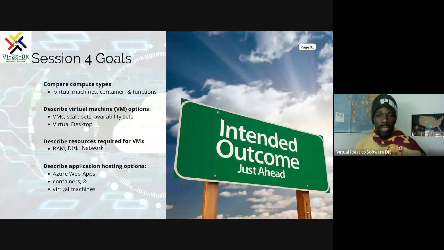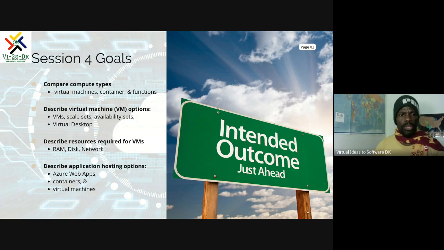But as usual, we have outcomes. We have things we need to achieve by the end of this class. Just like the last 1 hour, we were able to achieve those things. I'll see if I can run through this in 30 minutes. First, we'll talk about the compute types: virtual machines, containers, functions. We'll also talk about the different options in a virtual machine, whether it's the scale sets, availability sets, or the virtual desktop. And then we'll also talk about what are some of the resources required within your virtual machine, which has to do with the size, the disk capacity, and the networking options.